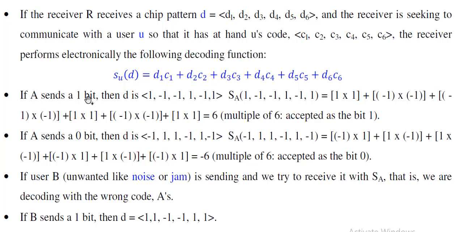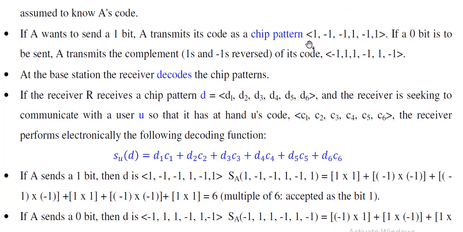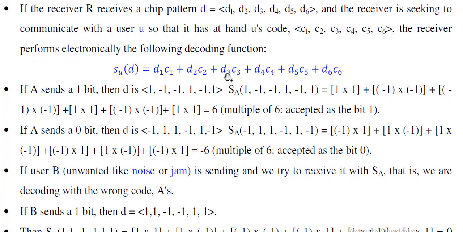For instance, if A sends a bit 1 and A encodes 1 as 1, minus 1, minus 1, 1, minus 1, 1, so this is the signal that is going to be used. Now, at the receiver, let's say the receiver is D, the receiver knows the code of A. Let's go back just to see the example. A has the code 1, minus 1, minus 1, 1, minus 1 and 1. Now, if we do the multiplication, we will end up with 1 by 1, minus 1 by minus 1, and so forth. We will end up with the value of 6. And 6 is accepted. So this is bit 1, which means yes, we have no intrusion, no problem, no jamming. The received value is correct and we have received the bit 1.